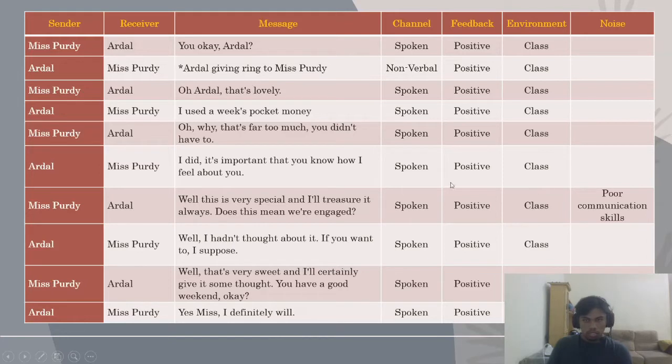In this conversation, we can see how Ardil thought that Miss Purdy really meant what she was saying, but in truth, Miss Purdy just said this because he's a kid and it's far too complicated to explain it to him, so she just goes along with what Ardil is trying to say.